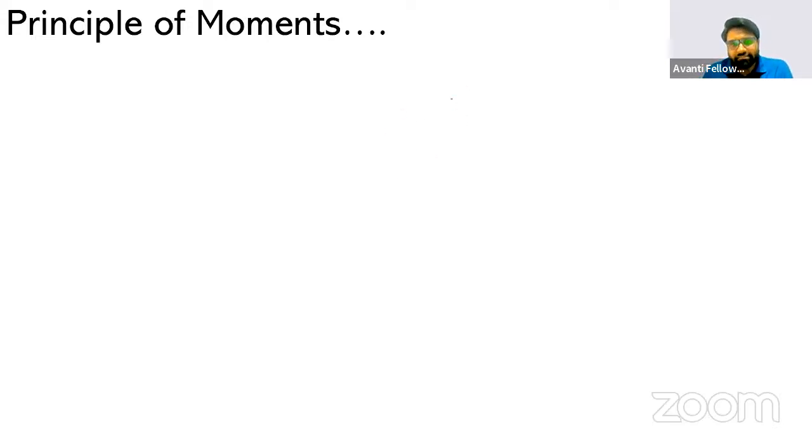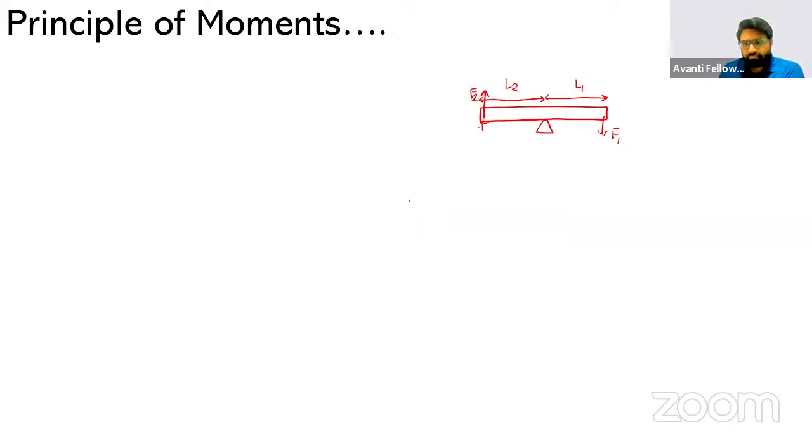Suppose there is a rigid body like this, and there is a point of contact. This point is termed the fulcrum. The length of the body from this fulcrum is L1 here, and from here it is L2. Let's say F1 is the force I have applied here, and F2 is the force that I have applied here on the second portion.